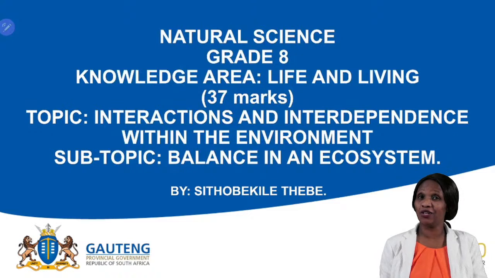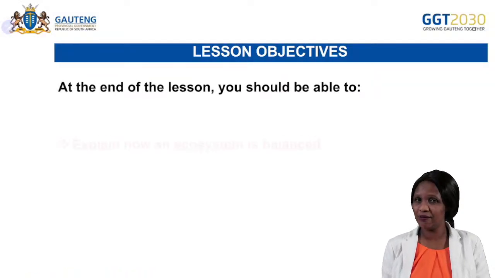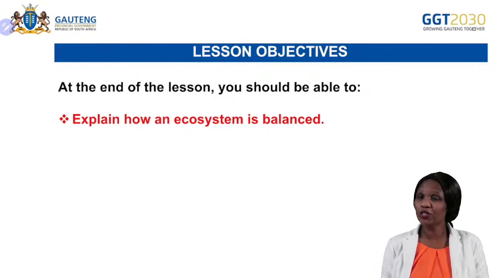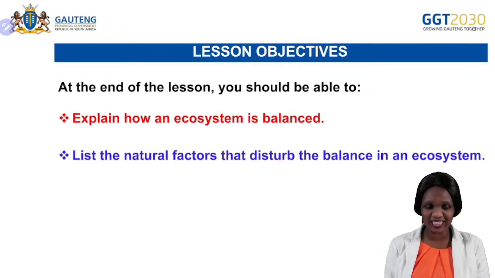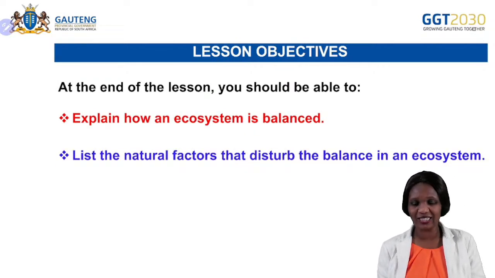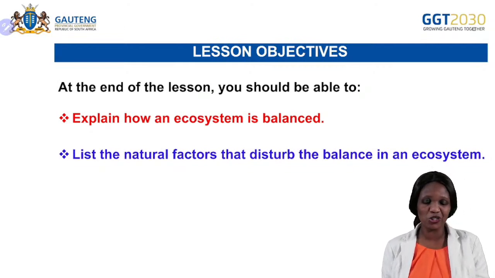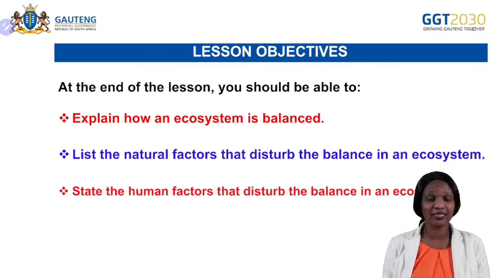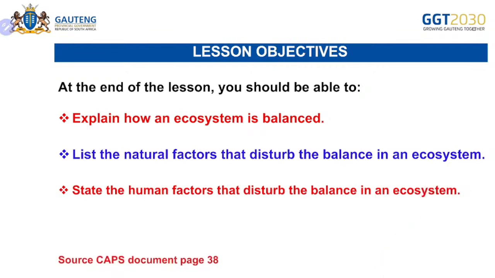Let's check our lesson objectives for this lesson. Remember, we need to aim at achieving something. What is it that we're going to achieve? Grade 8, we're going to explain how an ecosystem is balanced. We're also going to list the natural factors that disturb the balance in an ecosystem. And then we're also going to state the human factors that disturb the balance in an ecosystem. And we get all this from the CAPS document, page 38.